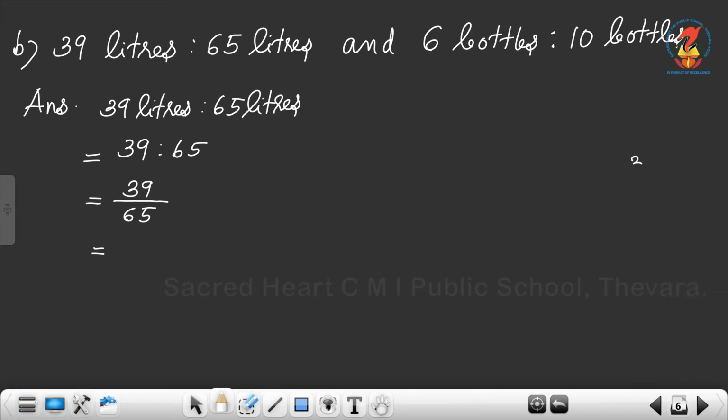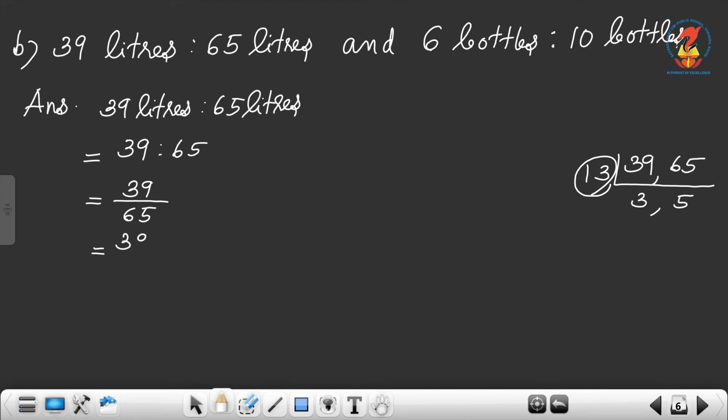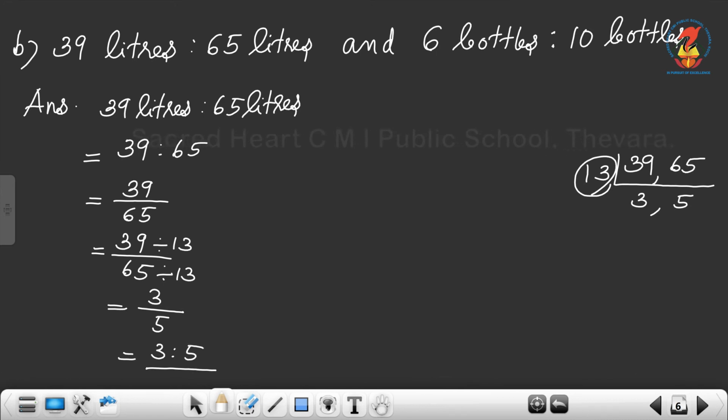Then 39 and 65. We can do with the prime number 13. So, 3 times and here it is 5. Which is the highest common factor for these two numbers? 13 is the highest common factor. So, 39 by 65 divided by 13 over 13. 39 divided by 13 you will get 3 and 65 divided by 13 you will get 5. So, the ratio is 3:5.